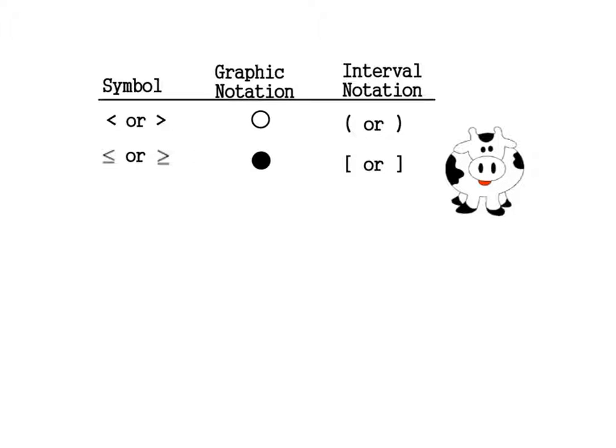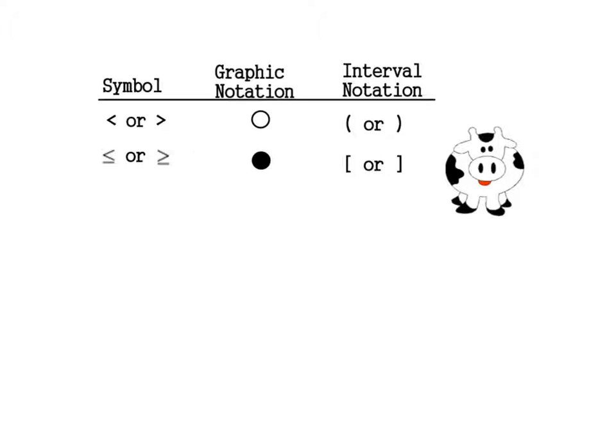So one thing we need to remember: if you have a less than or greater than symbol, on a graph it has an open circle. If you have an equal sign with it, so less than or equal to or greater than or equal to, then on a graph it's going to have a closed circle.